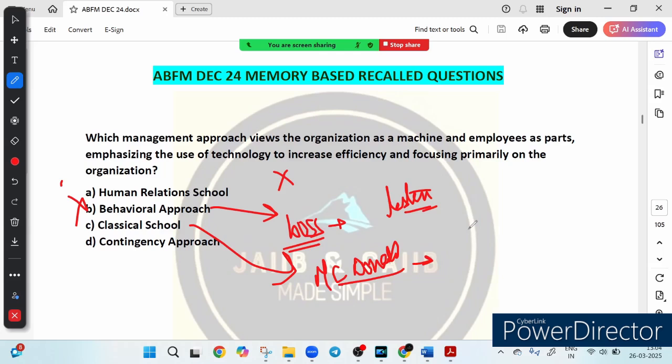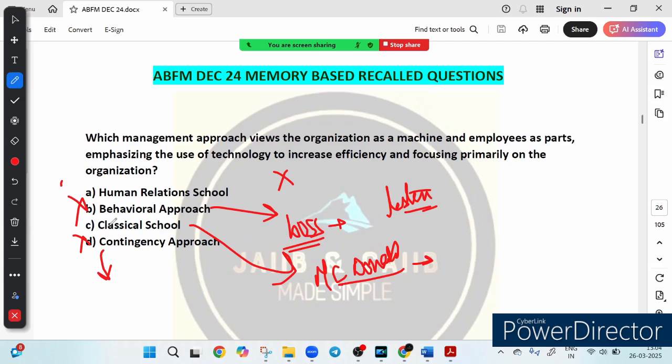What about the contingency approach? So let's see option D. This is wrong, because this approach does not believe in fixed rules. It says that management decisions depend on the situation. For example, you can imagine a sports team. The coach changes the strategy based on the opponent's strength. Similarly, a business leader adjusts management style depending on the company's needs.